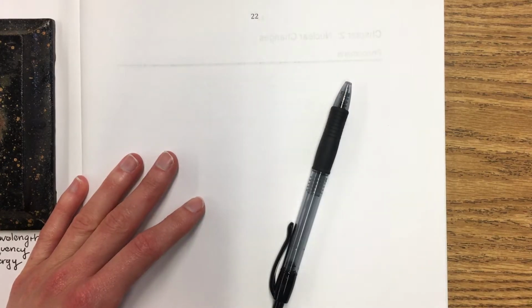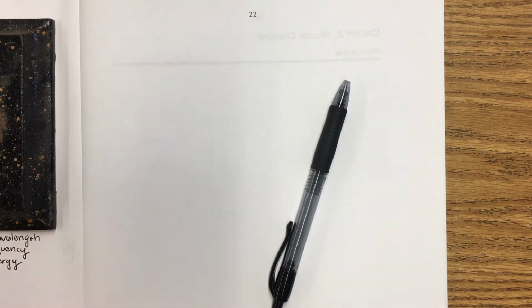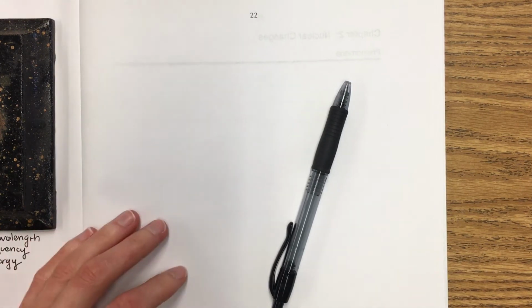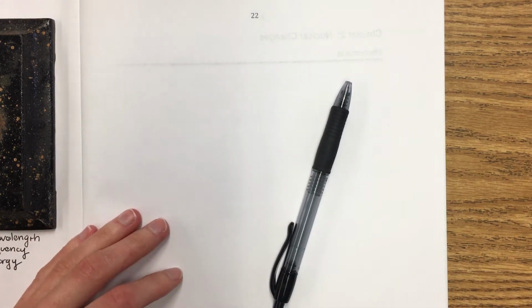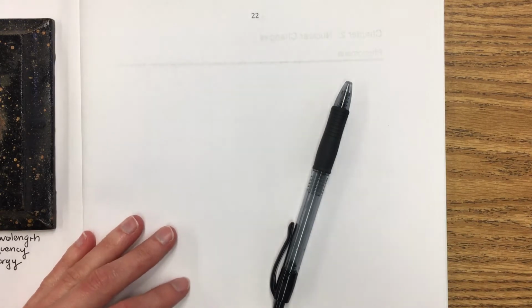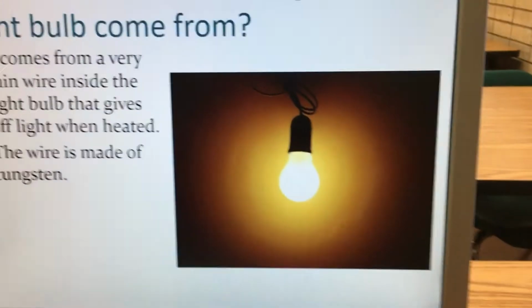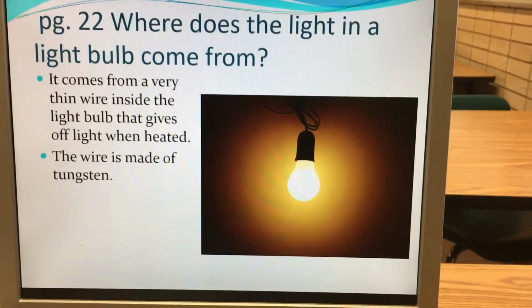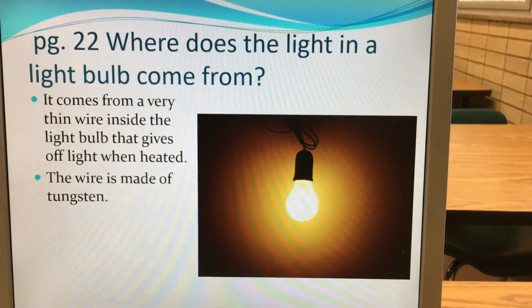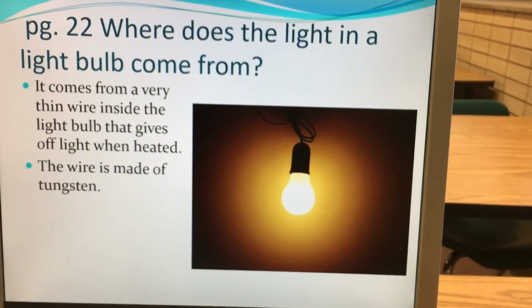Okay, so we're going to be on page 22 today, and we're going to be talking more about light and what it has to do with atoms and electrons. So the first thing you want to know is that all elements, when you heat them up enough and give them enough energy, are going to give off light. For example, a light bulb has a thin wire made of tungsten in it, and when that wire is given energy, it gives off this nice warm glow.